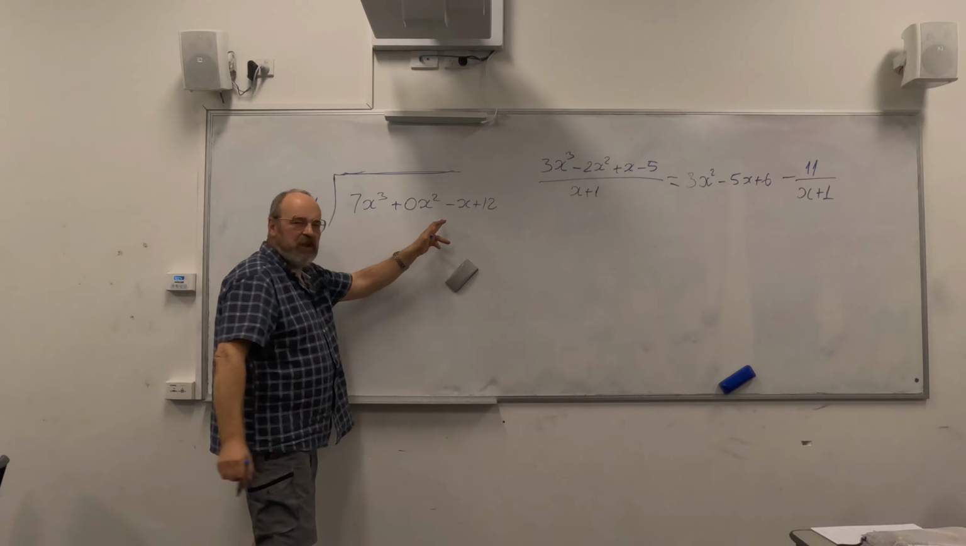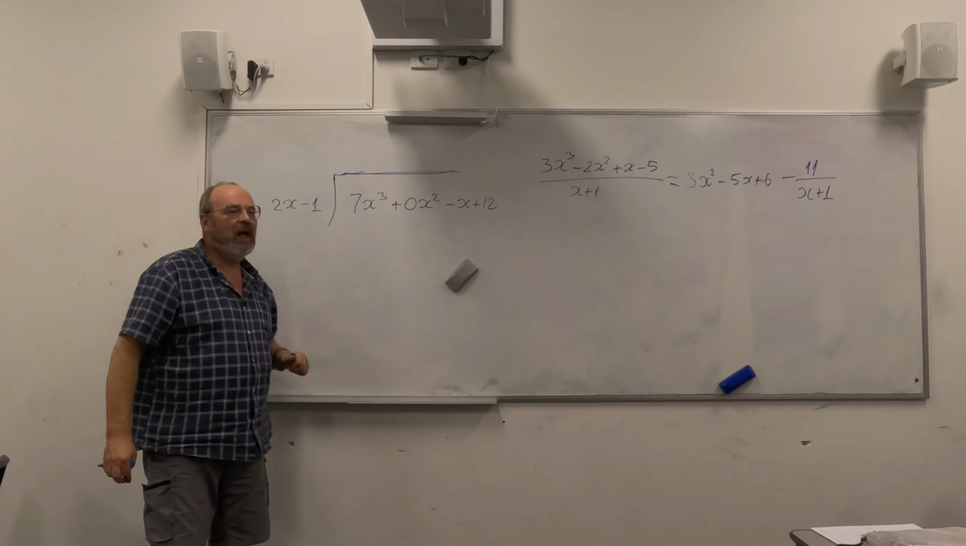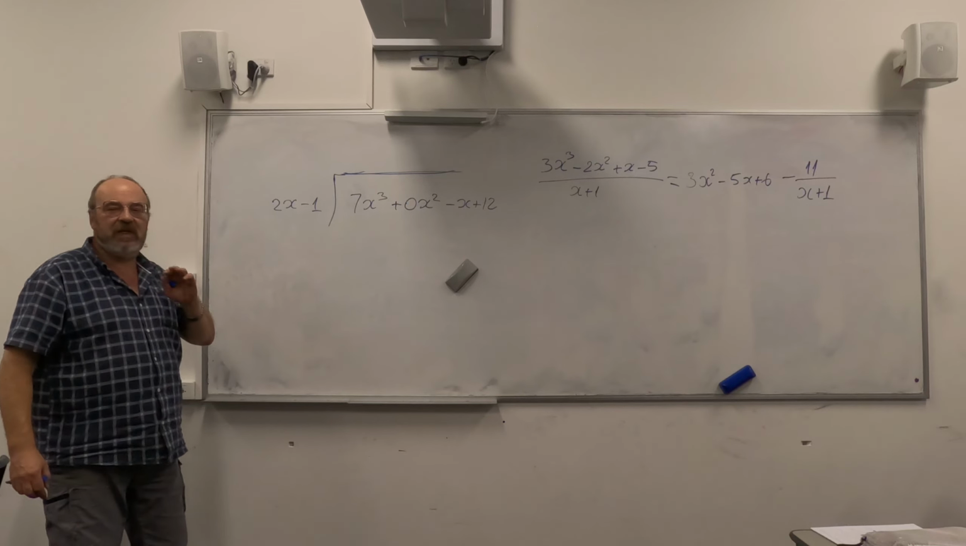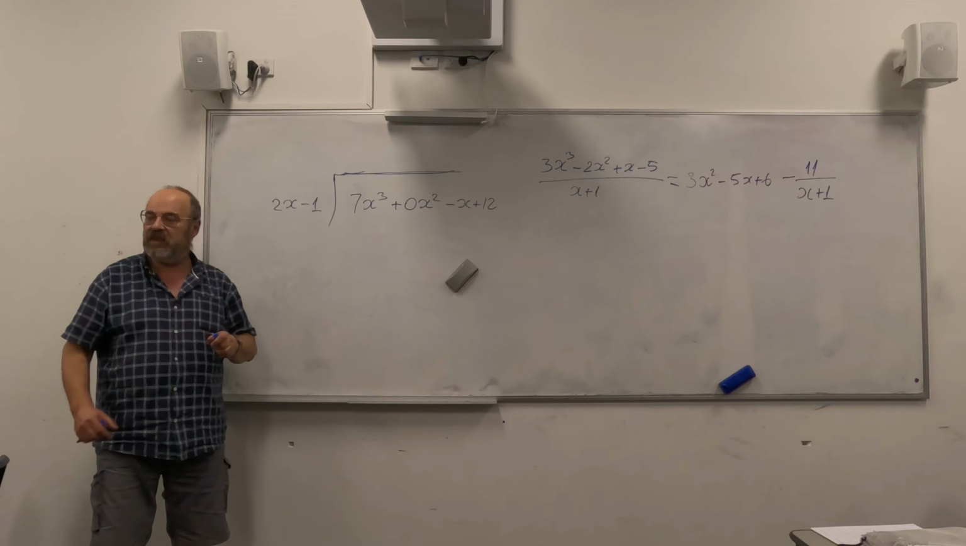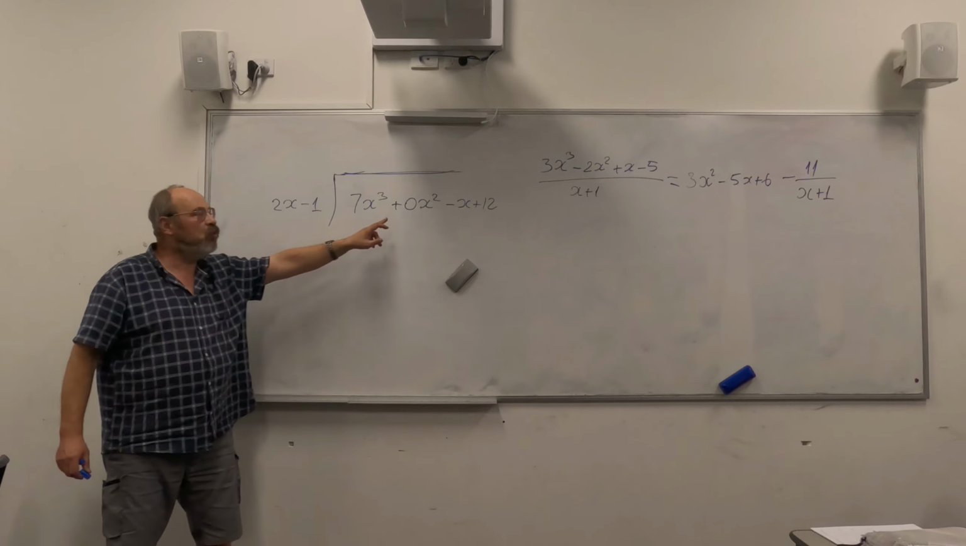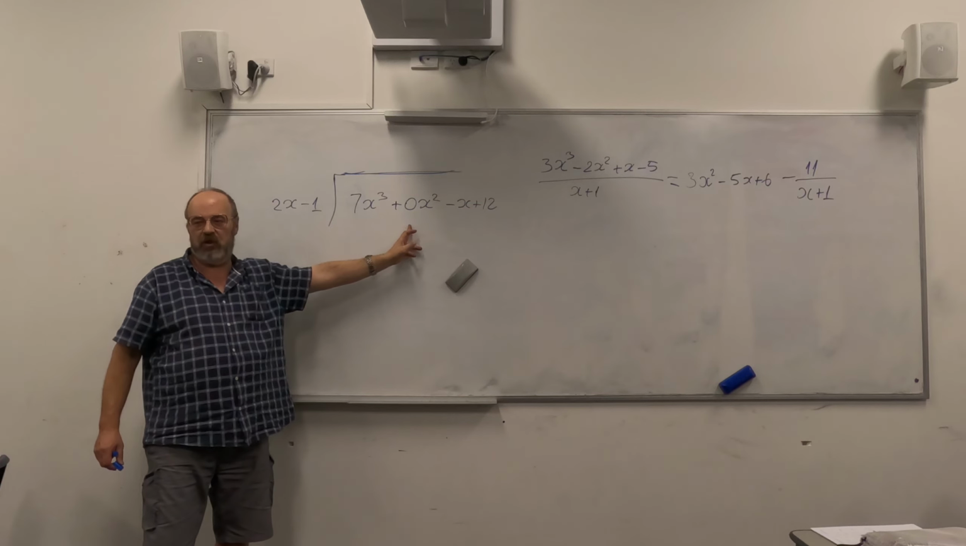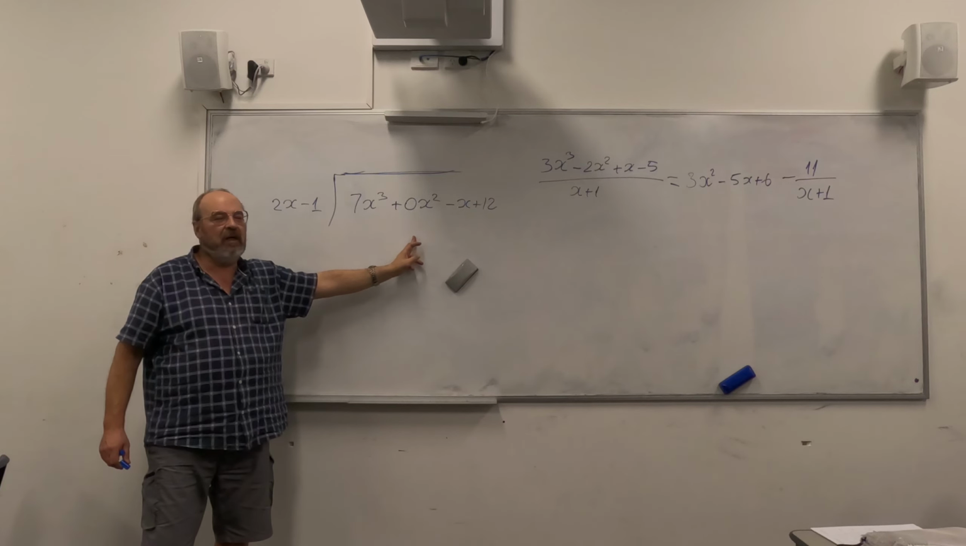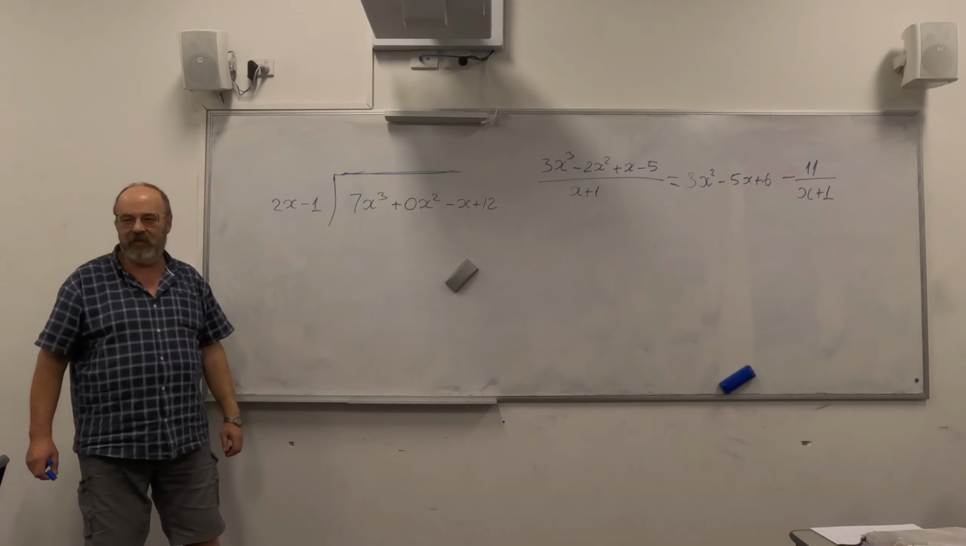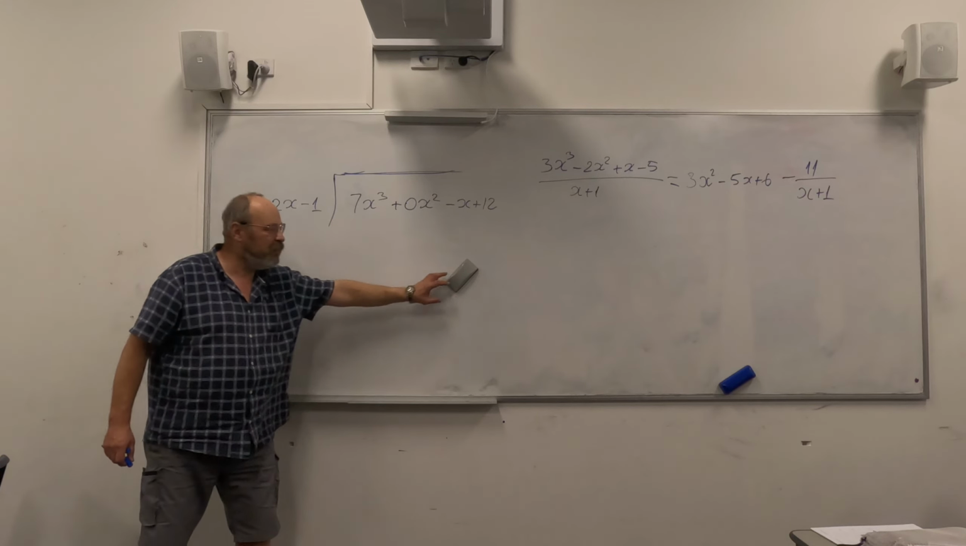Yes, minus x plus 12. If there is some power of x missing, you always write it with the coefficient 0. If you do not do that, it's highly likely that you will get it wrong. Not definitely, but highly likely.